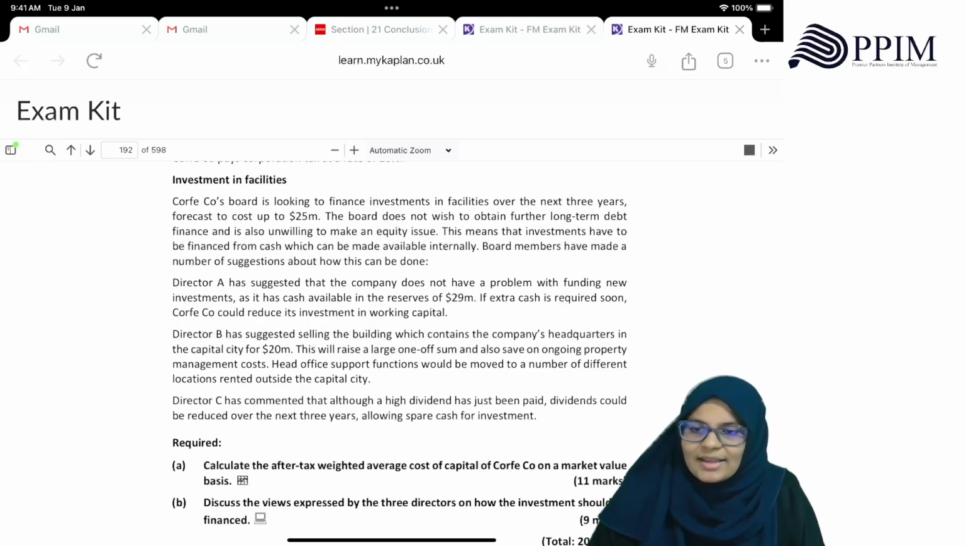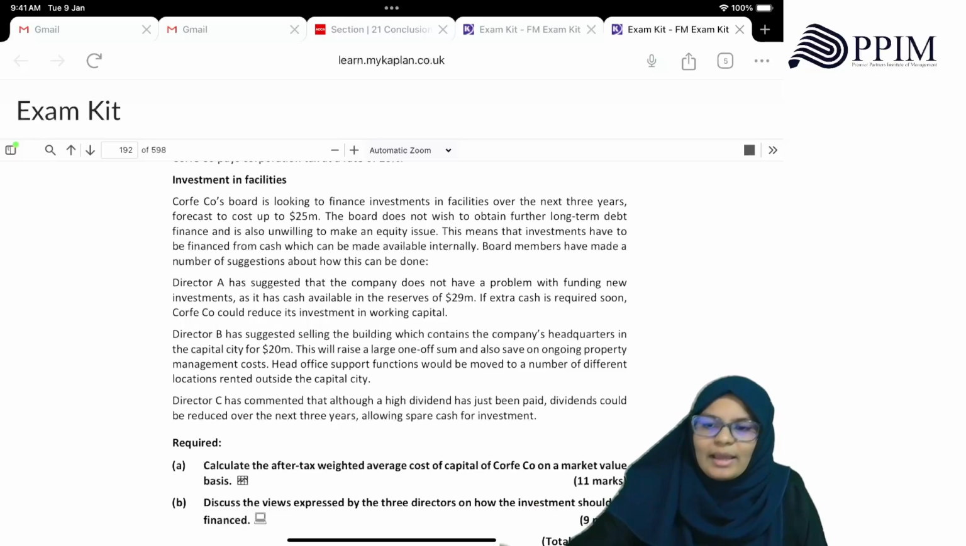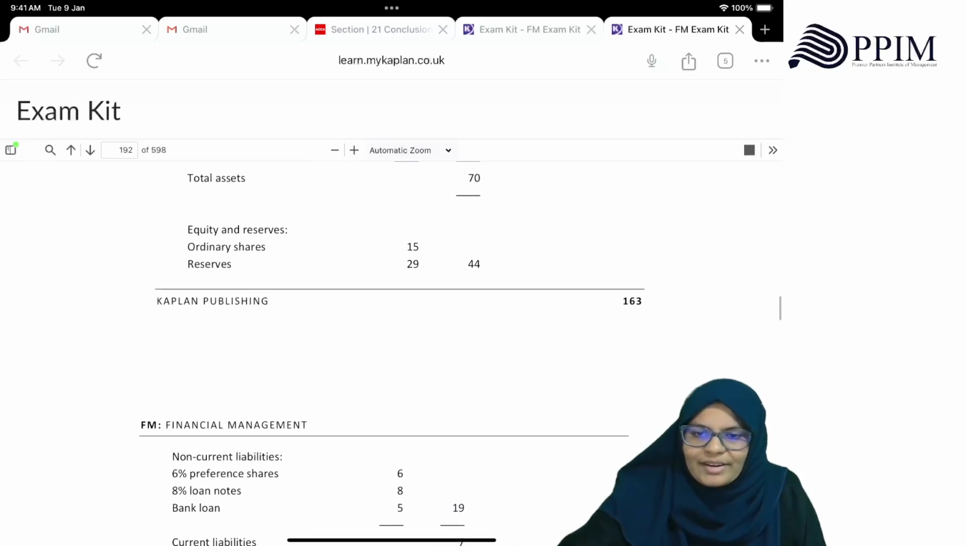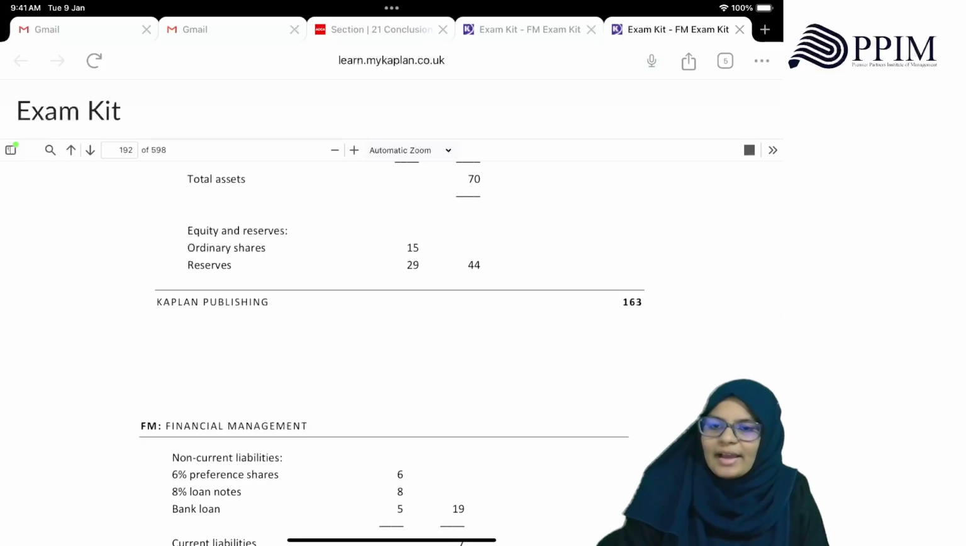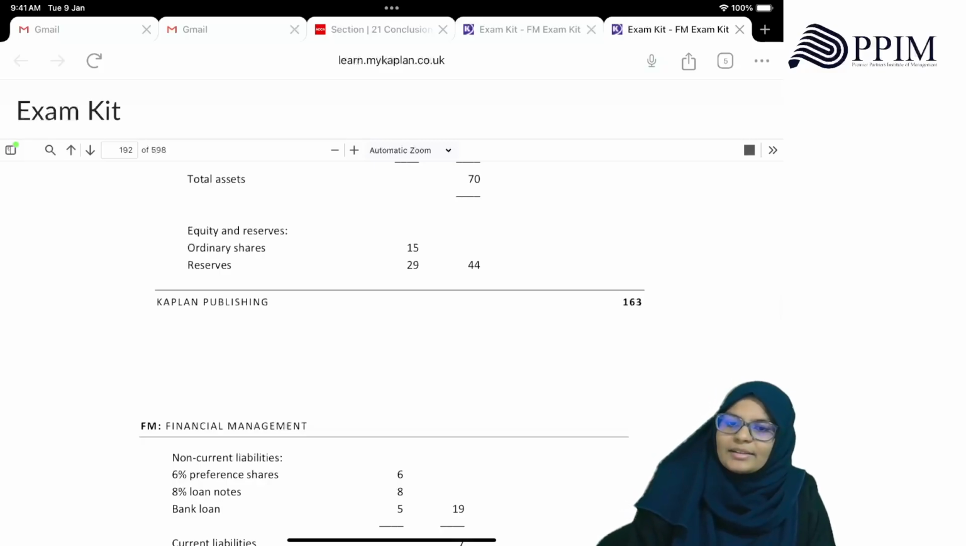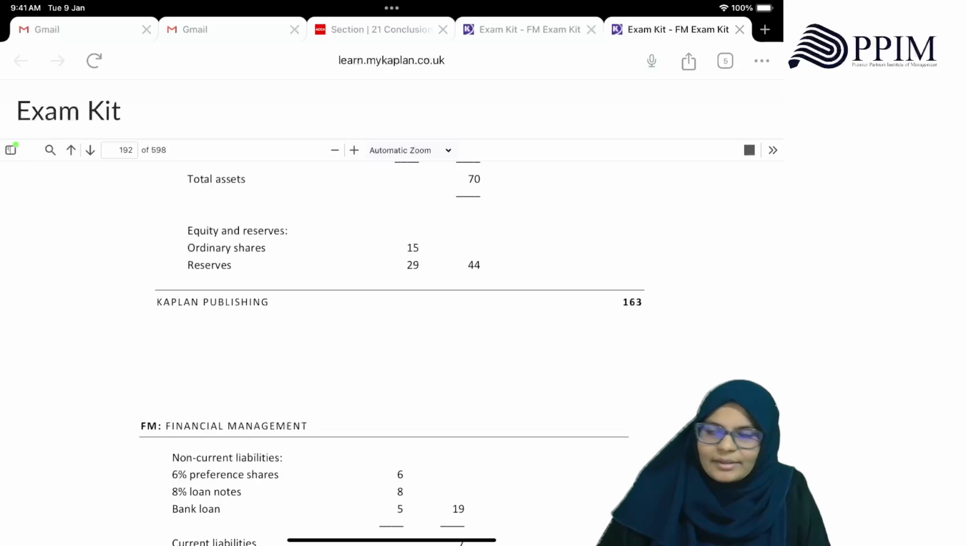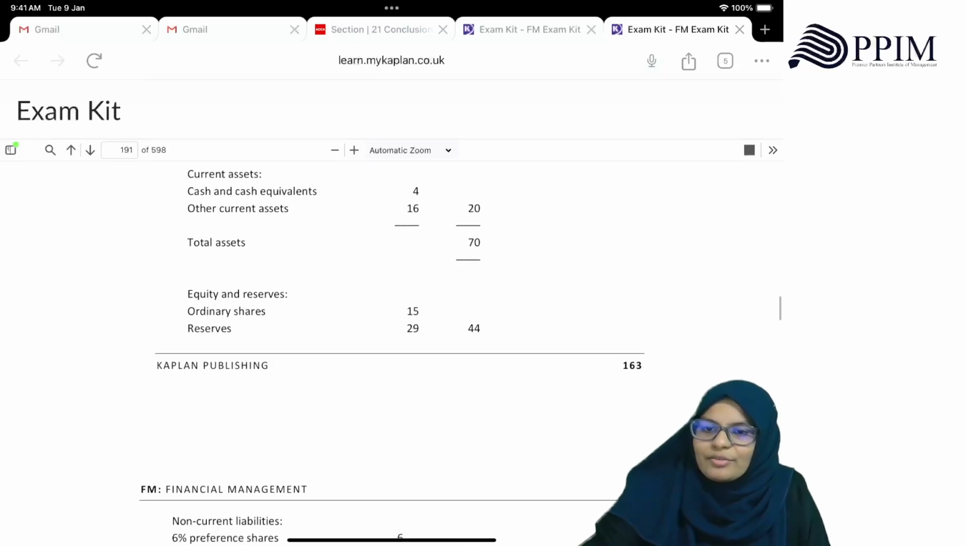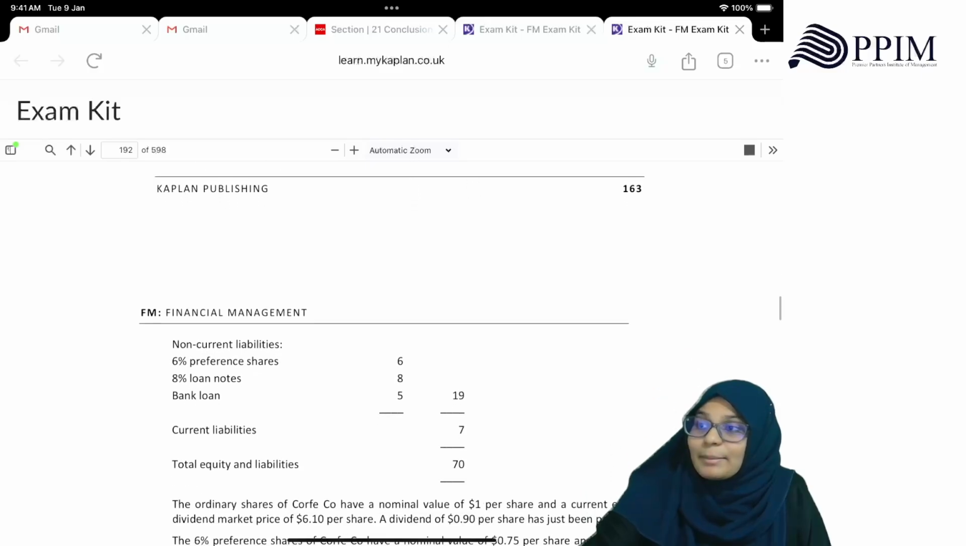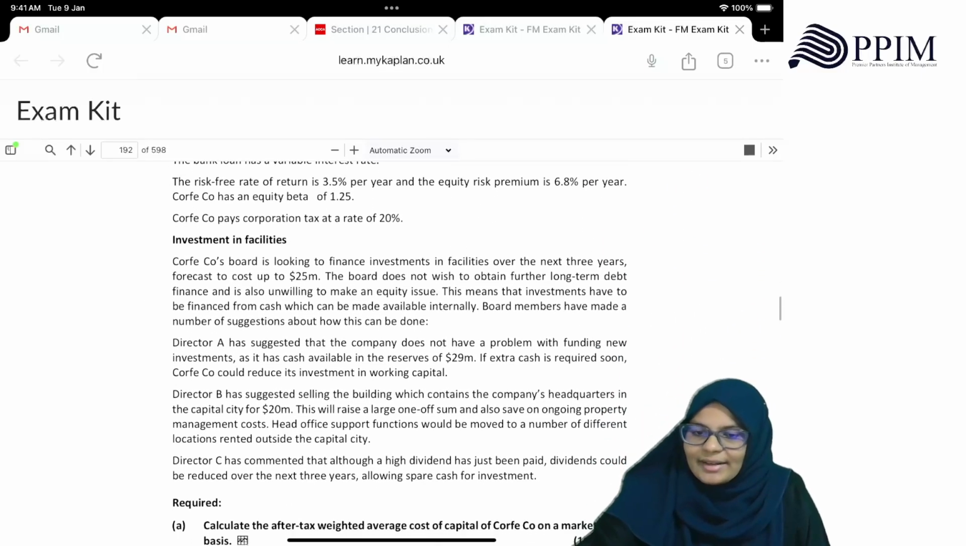So Director A is saying, company does not have a problem with funding new investments as its cash available in the reserves is 29 million. If extra cash is required, they can reduce its investment in working capital. So if you look at what he's saying, yeah, the reserves are there, 29 million, but they are not saying cash is 29 million, right? Cash, if you see, it's only 4 million. So what he's saying there is wrong. The reserves entire is 29 million, but cash alone we only have 4 million. So what he's saying doesn't really make sense. Okay. So you just need to mention that.